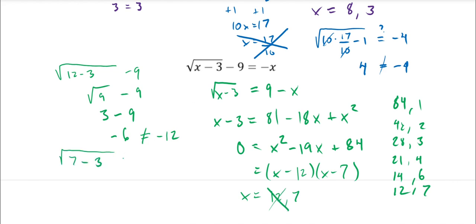7 minus 3 minus 9 is going to give me the square root of 4 minus 9, which is 2 minus 9, which is negative 7. Now that is the negative of what we started with. So that's going to be a solution for this equation.